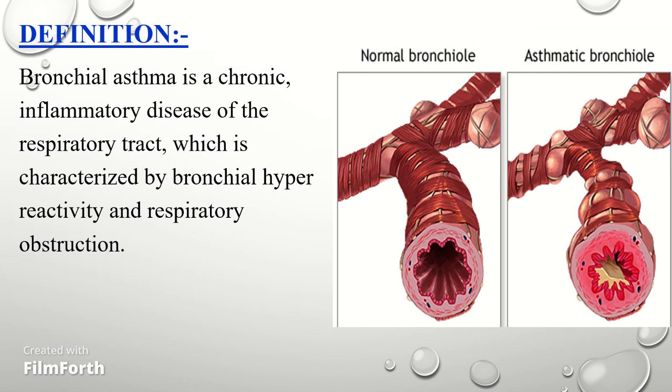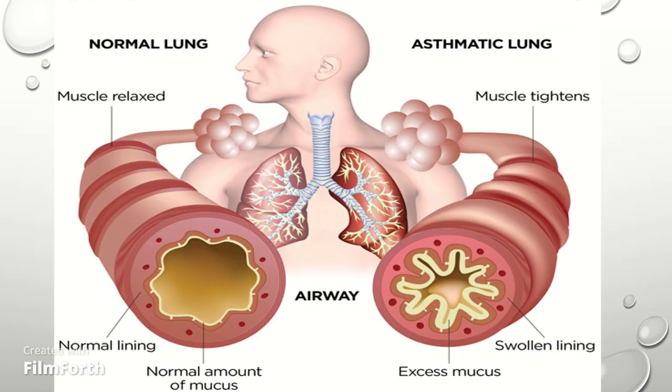So, to make it clearer about bronchial asthma, let's have a look at the picture. Here in the picture, you can see the normal lungs and asthmatic lungs. On the left side of the picture, the airway muscle is relaxed. The lining is normal, as well as the amount of mucus. So, this is the normal airway. On the other side of the picture, you can see the muscle of the airway is tightened. The lining is swollen and excess mucus is present in the airway. These symptoms indicate the asthmatic lungs.